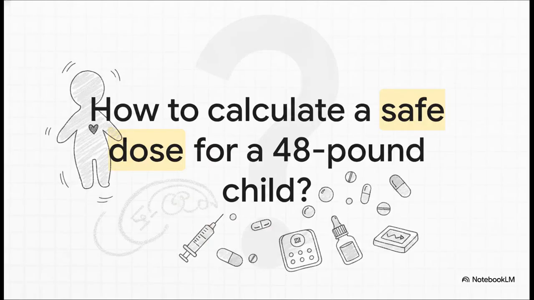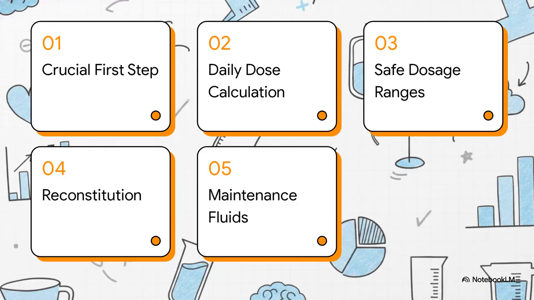I want you to think about this question for a second. How do you calculate a safe dose for a 48-pound child? This isn't just some abstract algebra homework. That 48-pound child represents a real, breathing human life, which firmly anchors every single number and decimal point we calculate in real-world stakes. Consider this your syllabus for the explainer today.